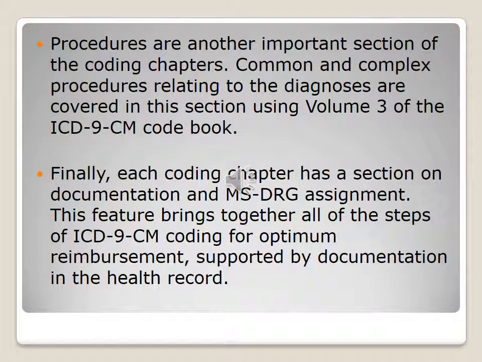Procedures are another important section of the coding chapters. Common and complex procedures relating to the diagnoses are covered in this section using Volume 3 of the ICD-9-CM Codebook. Finally, each coding chapter has a section on documentation and MS-DRG assignment. This feature brings together all of the steps of the ICD-9-CM coding for optimum reimbursement, supported by documentation in the health record.